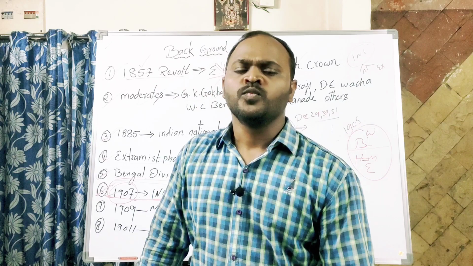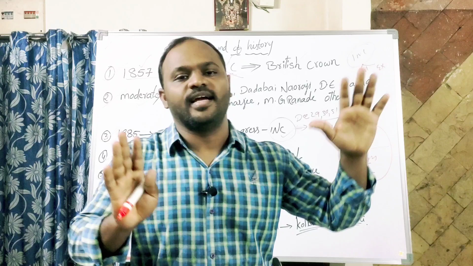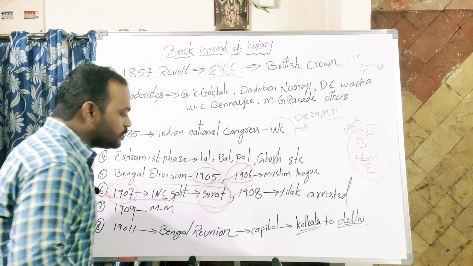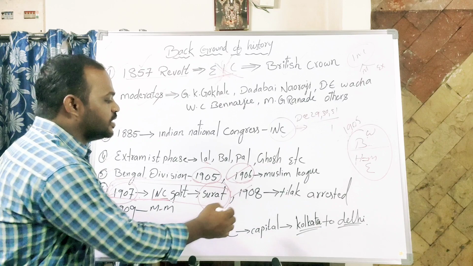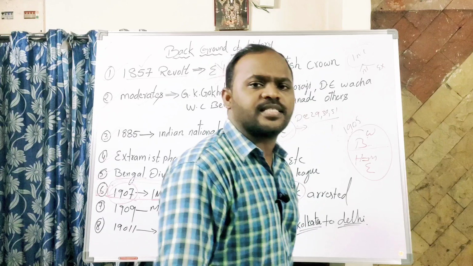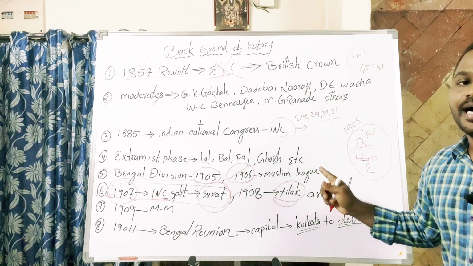The British always want to divide and rule India. That is their single strategy. Next, after the 1907 Indian National Congress split into two groups, in 1908 Tilak, one of the extremists, was arrested. Tilak is a very important person among all the national leaders in our freedom fight. In 1908, Tilak was arrested and imprisoned with a six-year jail term.